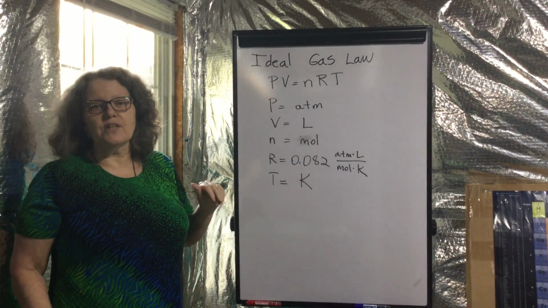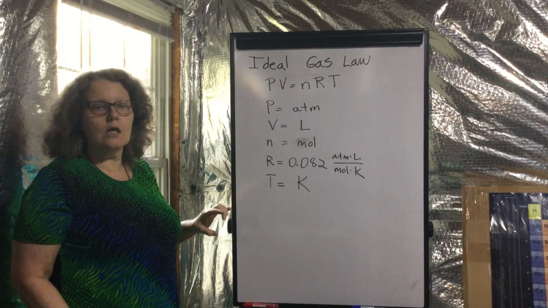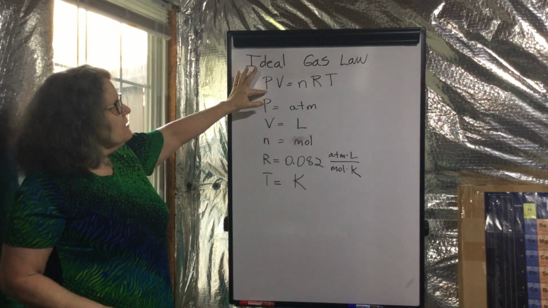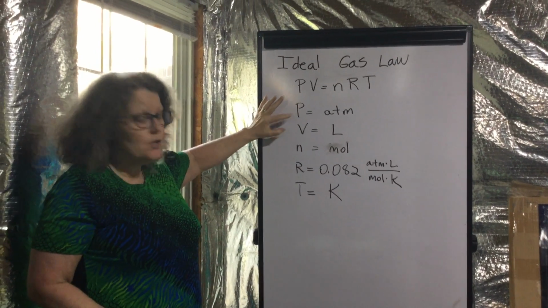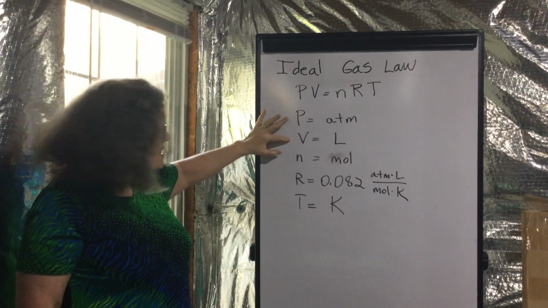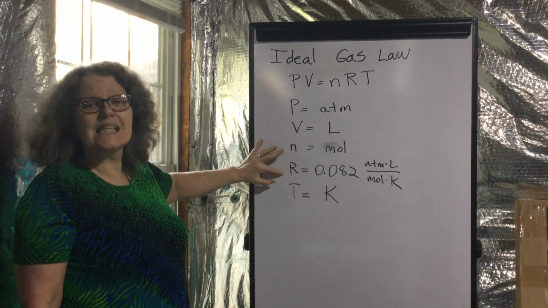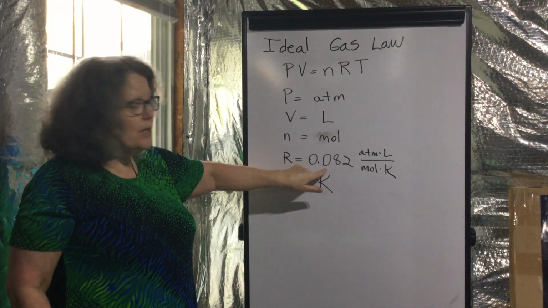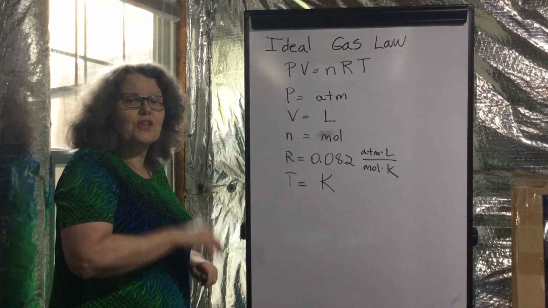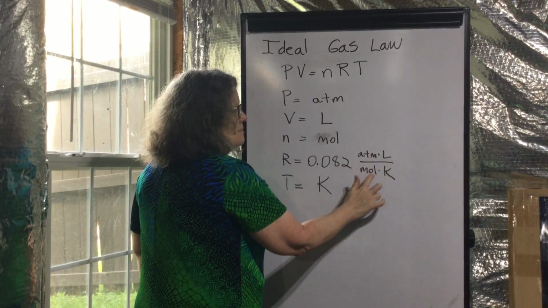I want to talk briefly about another gas law called the ideal gas law. The equation is PV equals nRT. P is pressure in atmospheres, V is volume in liters, n is the number of moles, R is the gas constant. Remember we said we're going to use one constant, 0.082. That's the measure for the gas constant when we're using the units atmospheres, liters, moles, Kelvin.